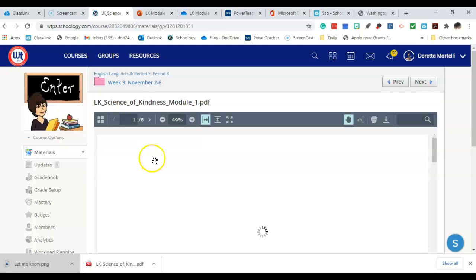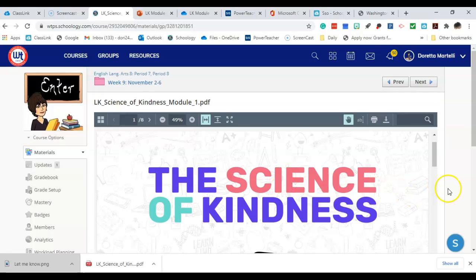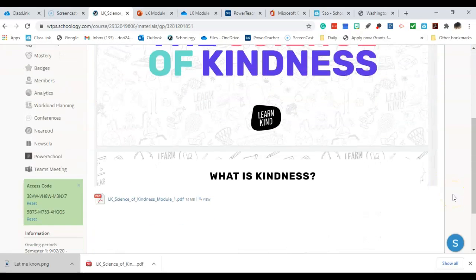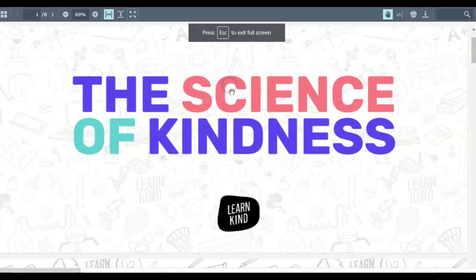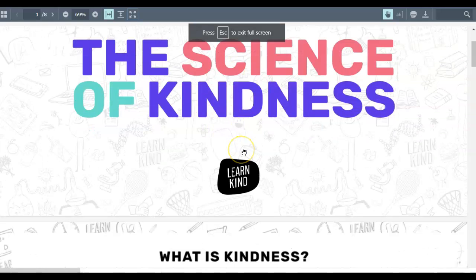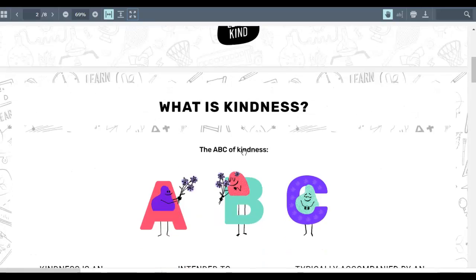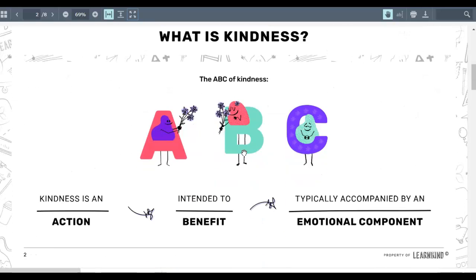It's a mini presentation inside of a presentation. So much fun. Okay, so this is a PDF about the science of kindness. And we talked about this last year, how kindness can be studied scientifically. So this is some of the results of what science has discovered. So the first thing that we come to is, what is kindness?